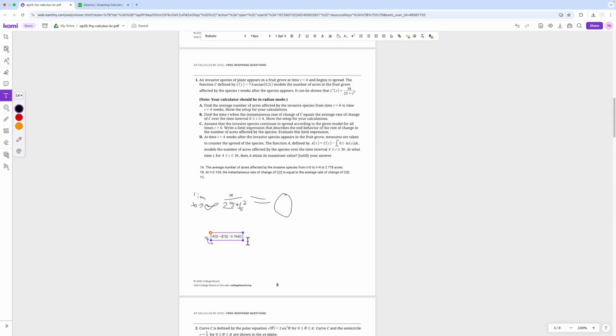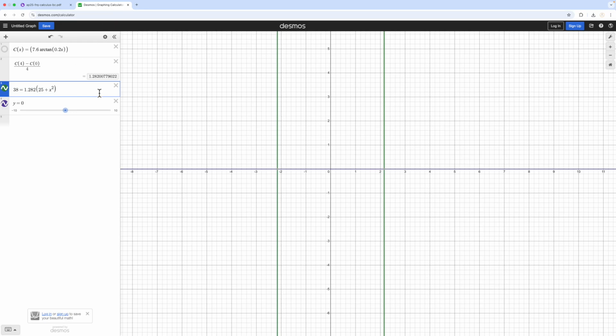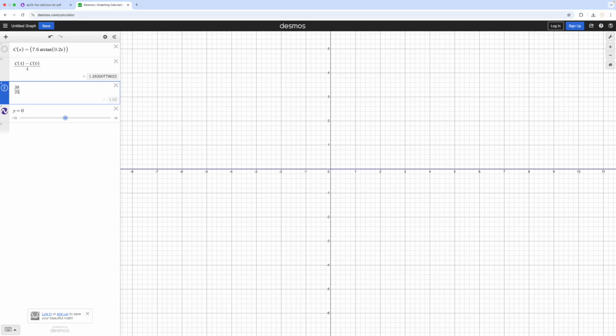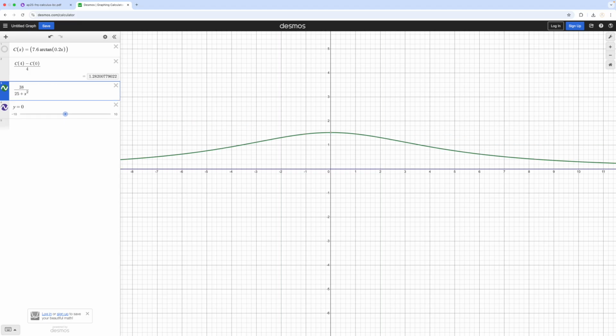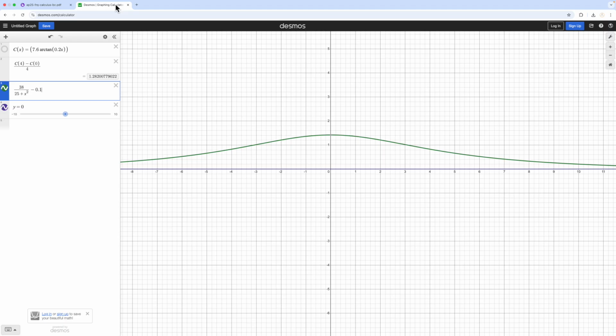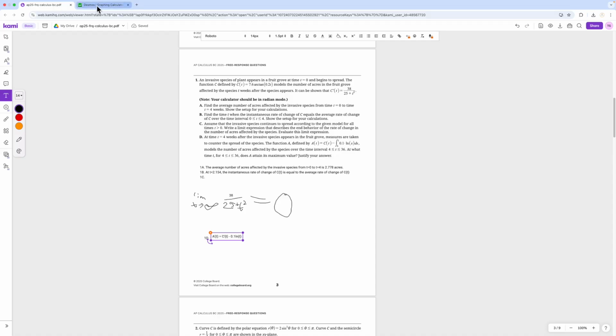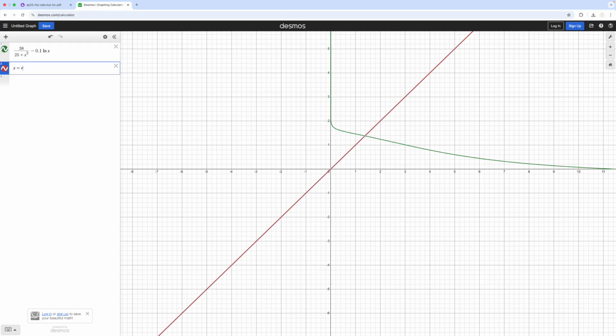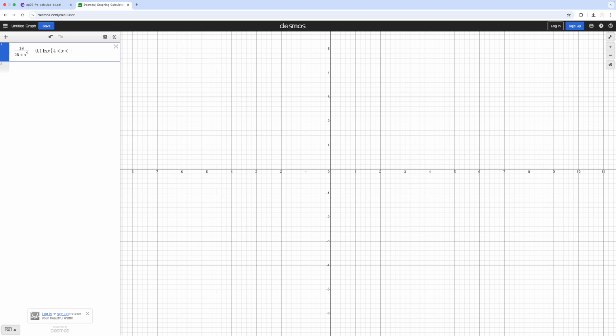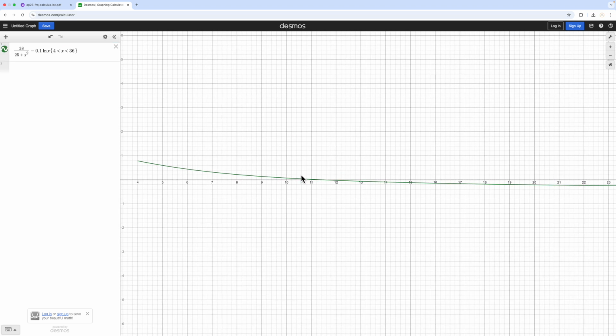And so we have to find the maximum value of this. Luckily, we can just graph this. So I'm going to do 38 divided by 25 plus x squared. And what are we subtracting? 0.1 ln of t. So this is actually our graph. I'm going to delete all of this. And we're doing this on the interval from 4 to 36. Let's actually just write it here: 4 to 36. And so we have to find when it equals 0.